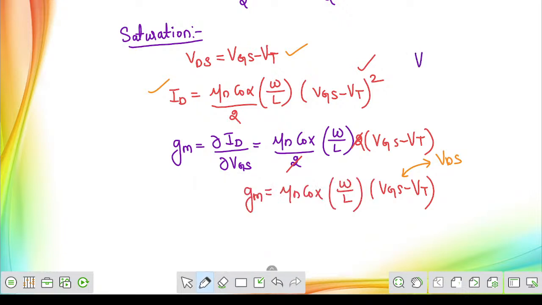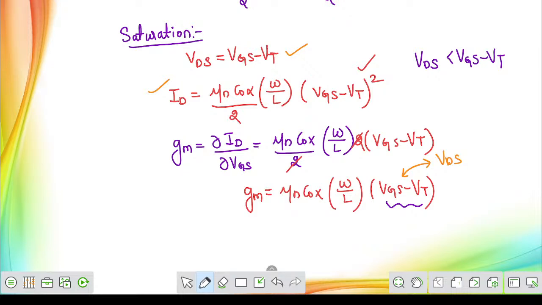The value of VDS in the linear region is less than VGS minus VT, and that is the difference. Formula wise both are the same, but in calculation they are different. Here, if you know VGS minus VT, you can replace it by VDS. But in the linear region, that is not possible. You will have to find VDS separately. This relation is not valid there. Understood? Now we know the formula to find the value of transconductance.